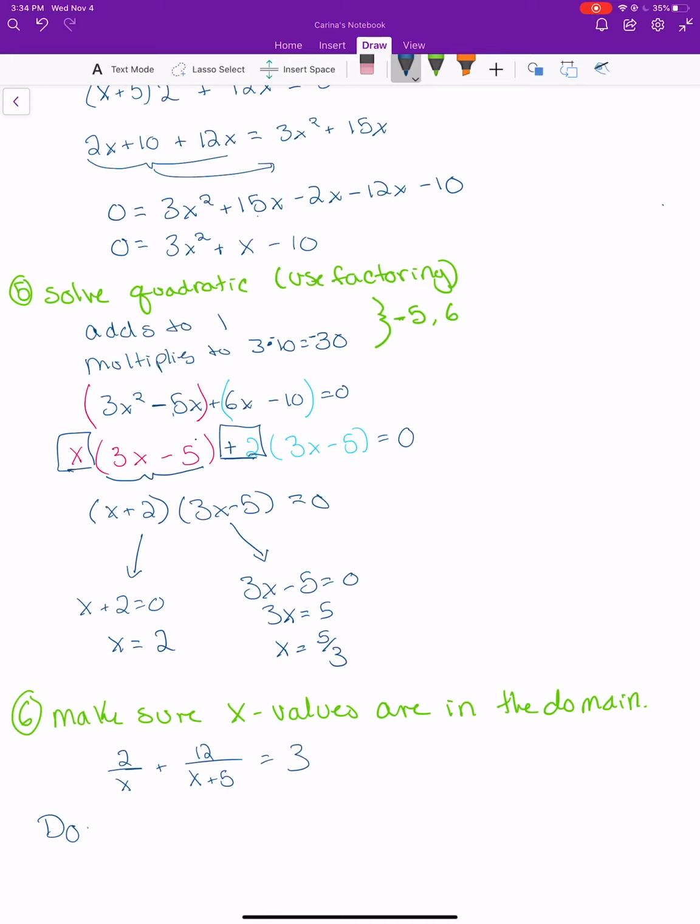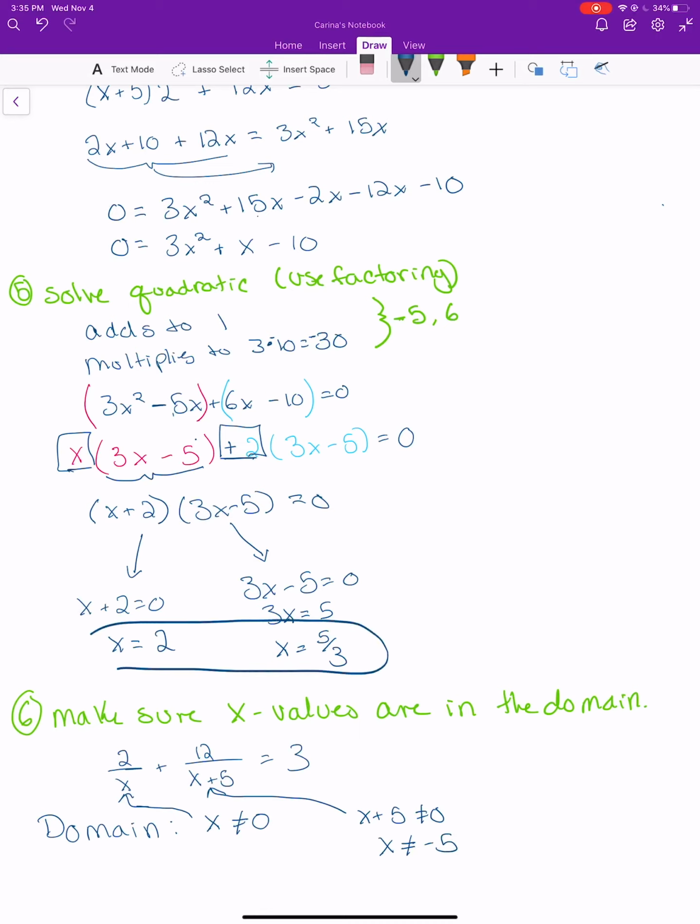So the domain, remember, is anything that makes the denominator not equal to 0. So x cannot equal 0, right? I just took this first one and I said it not equal to 0. There's nothing to solve. Now I'll take this one and I'll do x plus 5 not equal to 0. Solve for x, so x cannot equal negative 5. Our x values don't equal negative 5, so that's our solution there.